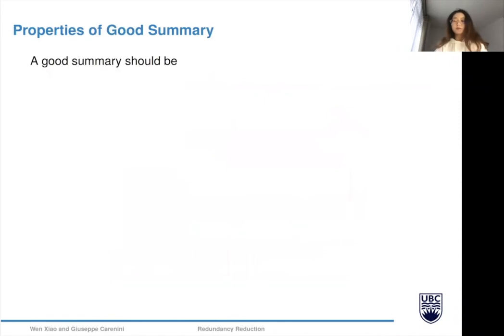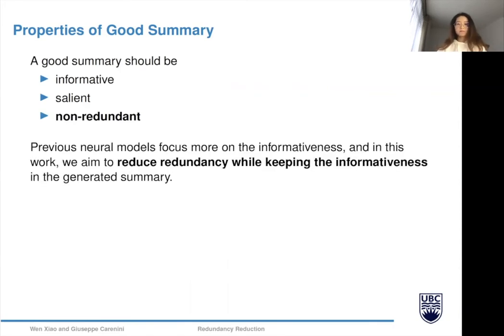What is a good summary then? It should be informative, which means it should contain adequate information from the original document. It should be salient, which means it should capture the core information. And it should be non-redundant, which means it should not be repetitive. Previous neural models focus more on the informativeness, and in this work, we aim to reduce redundancy while keeping the informativeness in the generated summary.